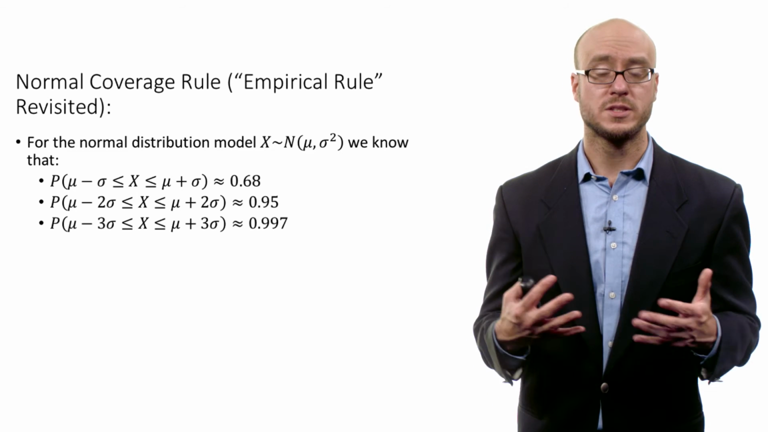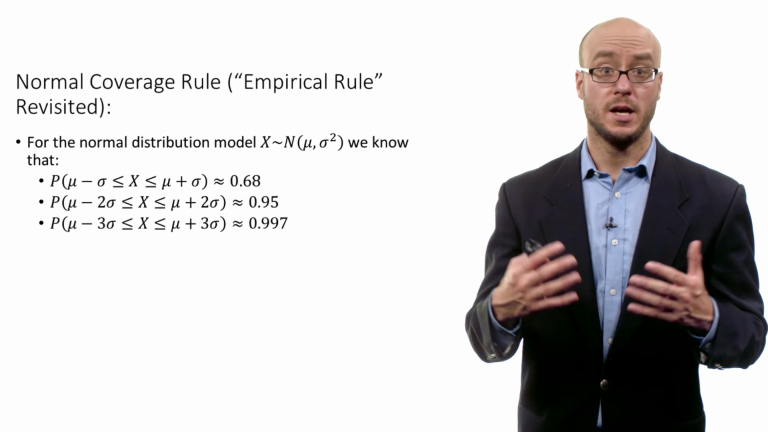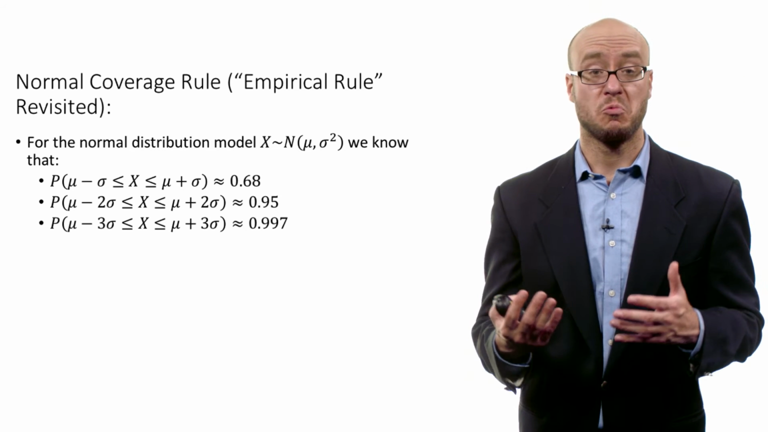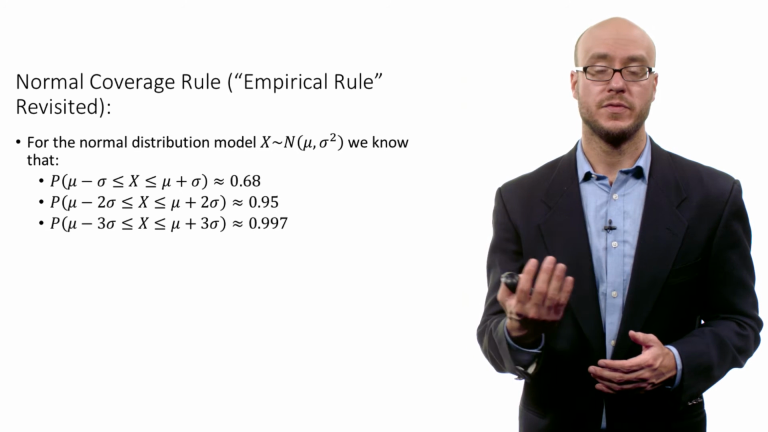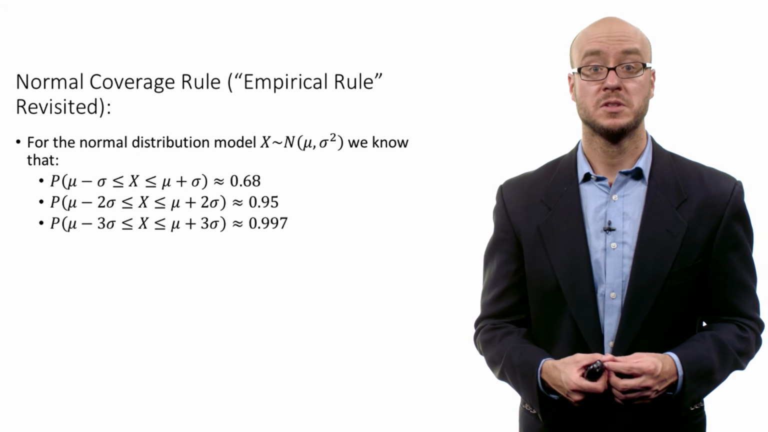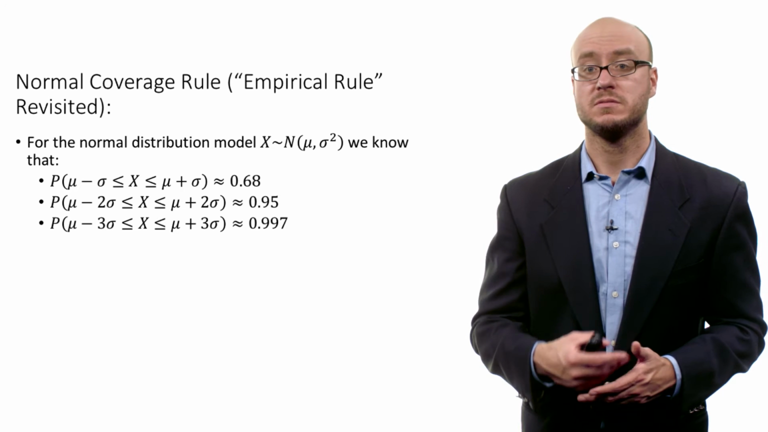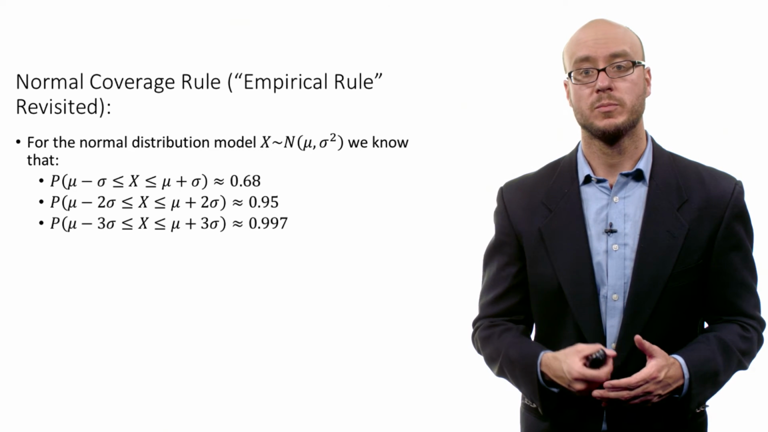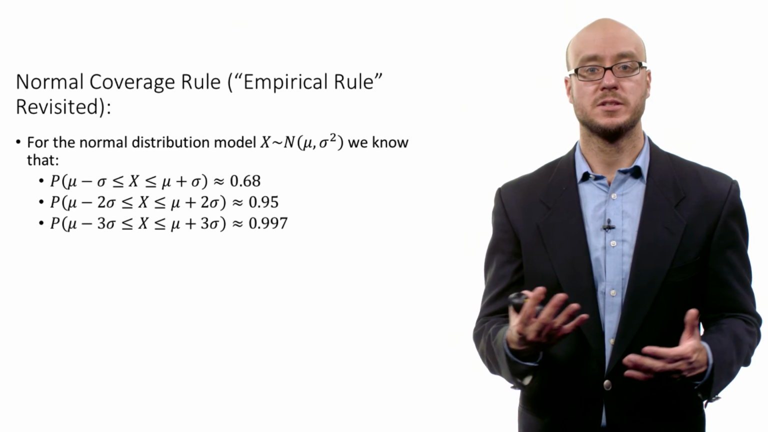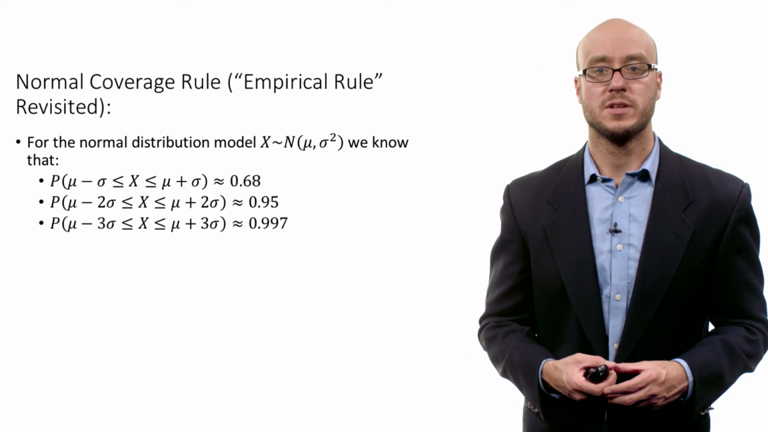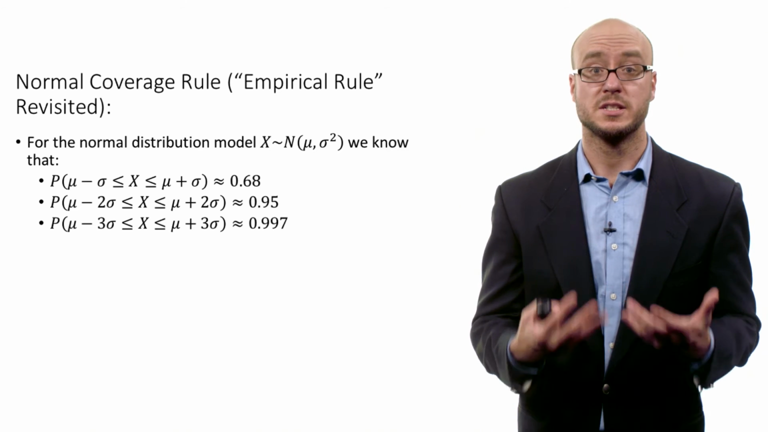So if we know something about the normal distribution model, we know that roughly 68% of the values are going to be between plus or minus 1 standard deviation, 95% are going to be within plus or minus 2 standard deviations of the mean, and 99.7% of those values are going to be within 3 standard deviations of the mean. Equivalently, we can treat these as probabilities.